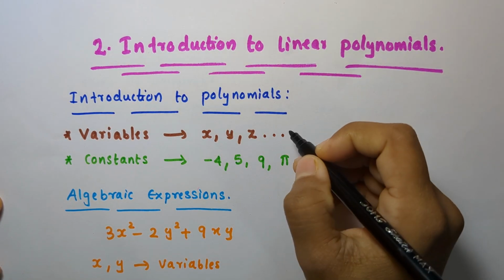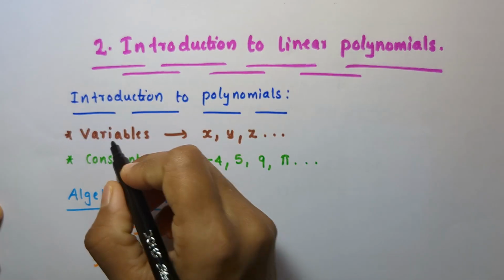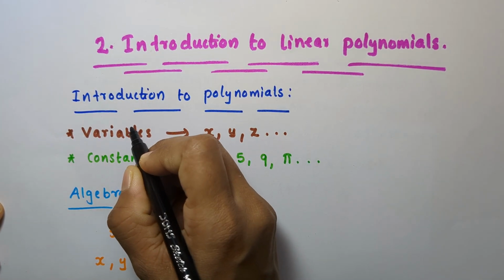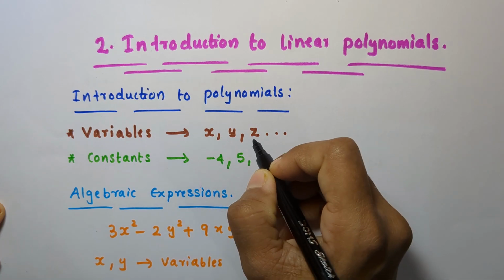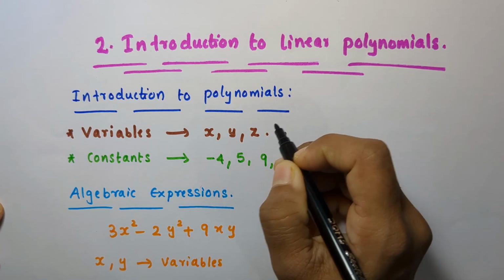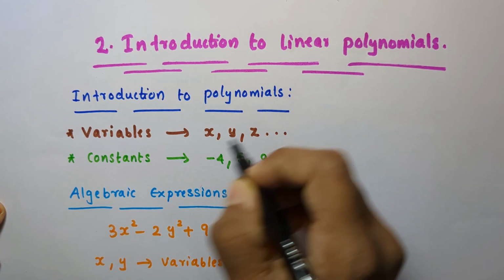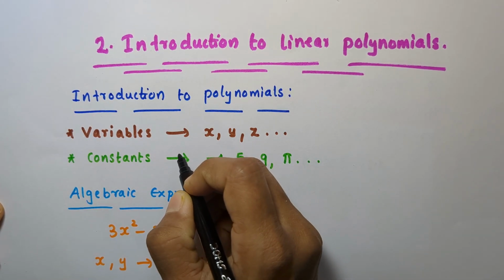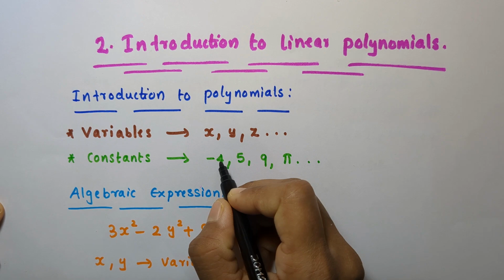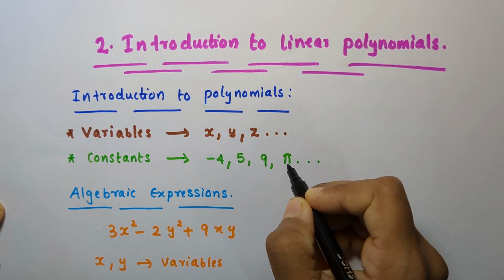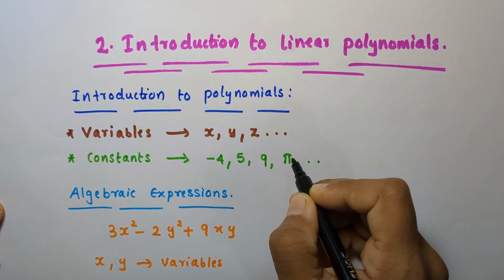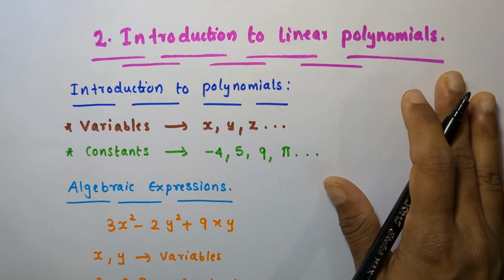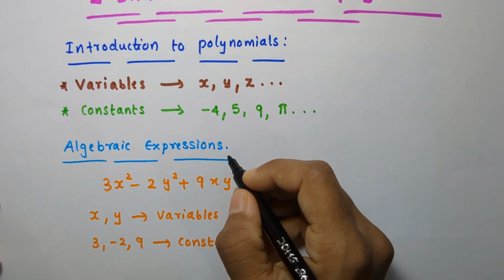Before we talk about polynomials, let us talk about the two terms, variables and constants. Variables are usually denoted by the letters x, y, z, etc. They can take various numerical values. And constants have a fixed numerical value throughout a particular solution. For example, minus 4, 5, 9, pi, 3.14 or 22/7, etc. are called constants.